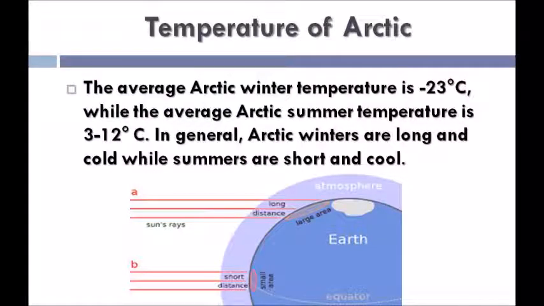Temperature of Arctic region. The average Arctic winter temperature is minus 23 degrees Celsius, while the average Arctic summer temperature is 3 to 12 degrees Celsius. In general, Arctic winters are long and cold while summers are short and cool.